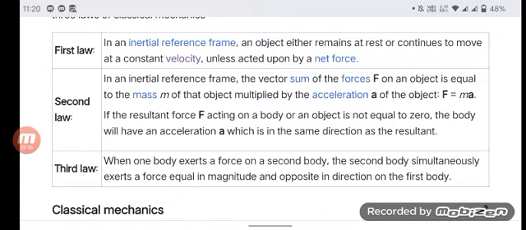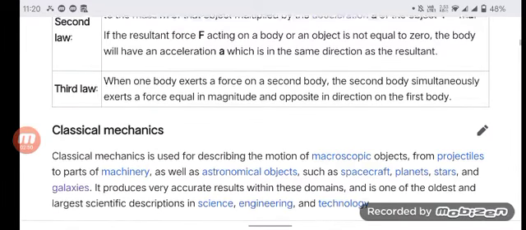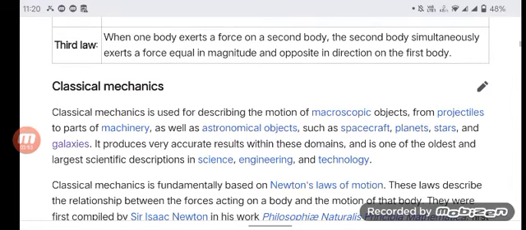When one body exerts force on a second body, the second body simultaneously exerts a force equal in magnitude and opposite in direction on the first body. Classical mechanics is used for describing the motion of macroscopic objects, from projectiles to parts of machinery, as well as astronomical objects.